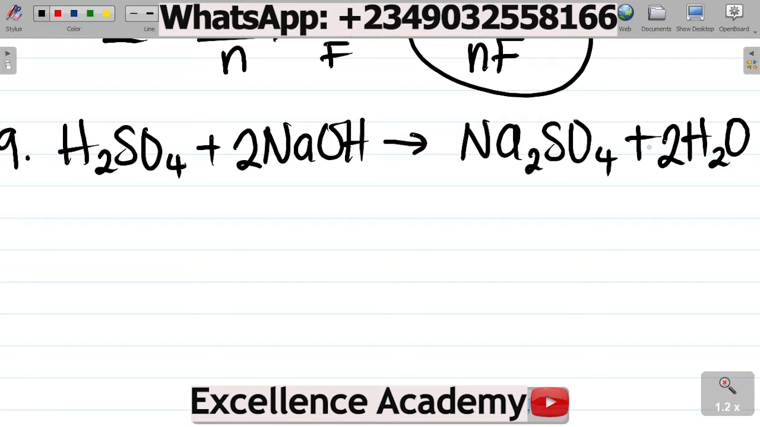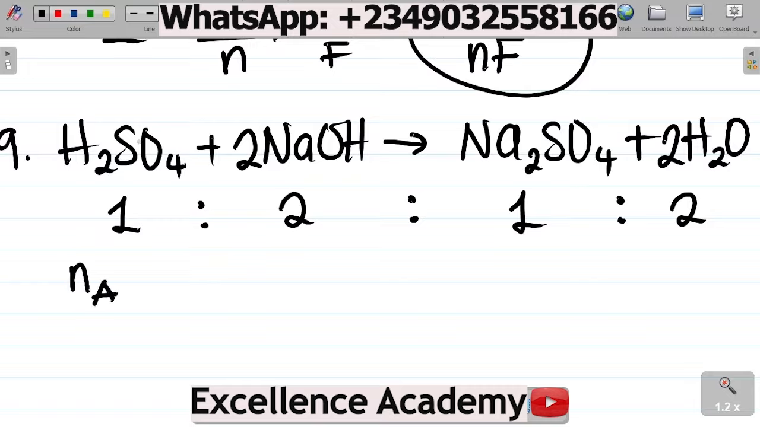Let's take their coefficients. For here, we have 1 is to 2. So from here, we can see that the number of moles of the acid, which is sulfuric acid, is equal to 1. And the number of moles of the base needed, let's call this B, will be equal to 2.